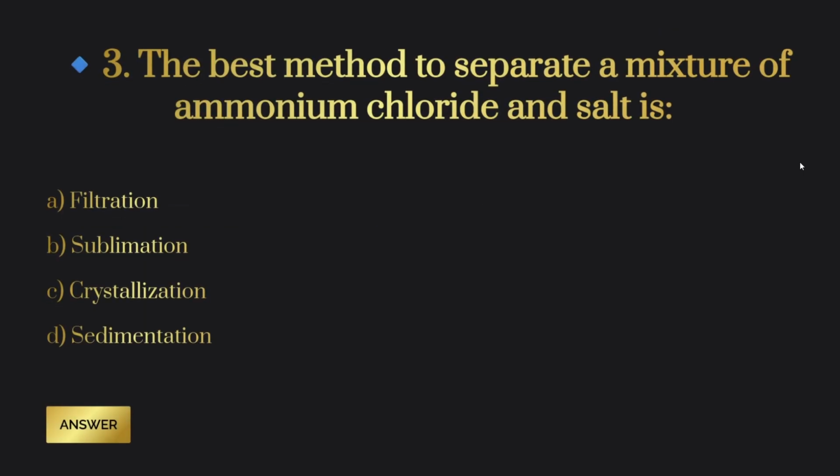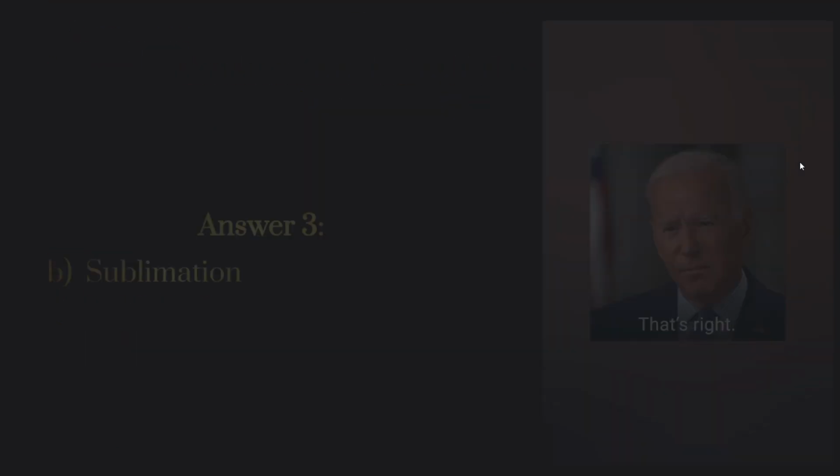The best method to separate a mixture of ammonium chloride and salt. So how do we separate it? Either by using filtration or by sublimation, or do we use crystallization, or the last option is sedimentation. So the correct method to separate them is sublimation.